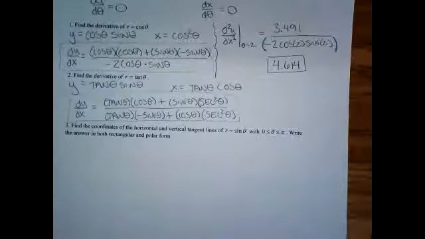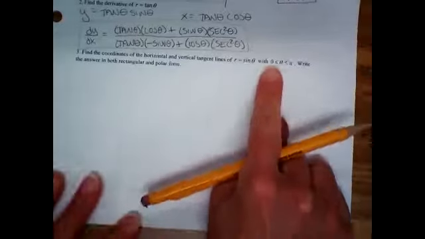All right, number 3, find the coordinates of the horizontal and vertical tangent lines of r equals sine theta, 0 to pi. Write the answer in both forms. So we're going to do polar form and rectangular form. All right, let's do horizontal first. That would be dy d theta equals 0.